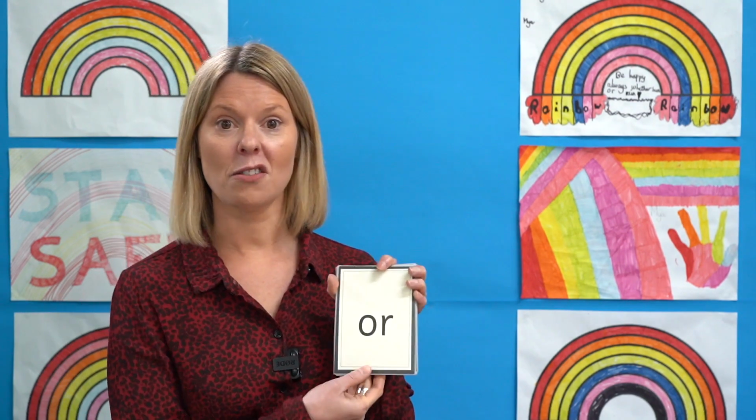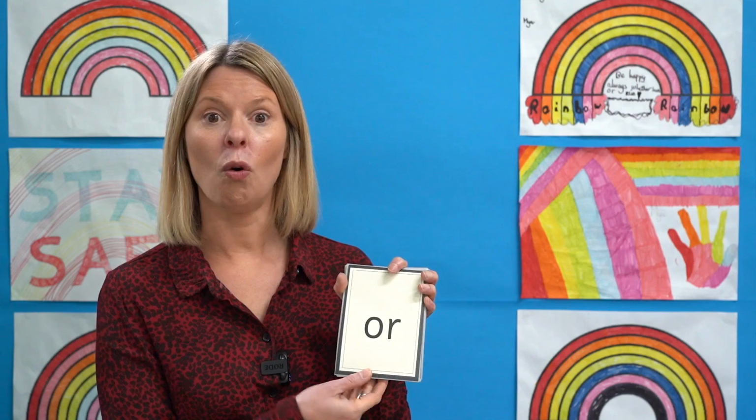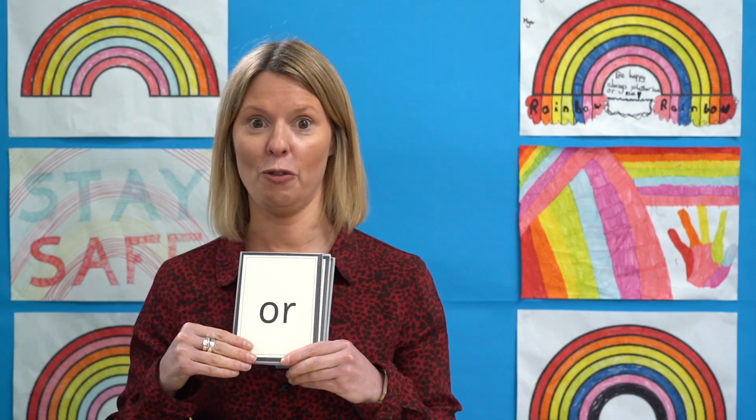Let's begin by reading some phonemes that you already know. I'll show you the graphemes on the cards and I want you to read them aloud. This digraph says or. Are you ready?